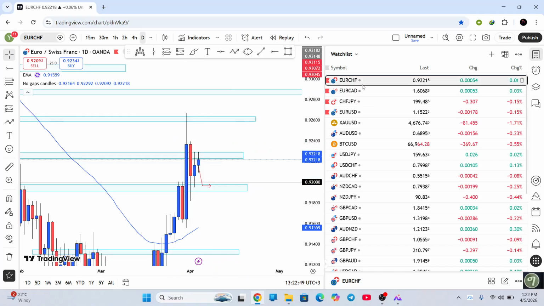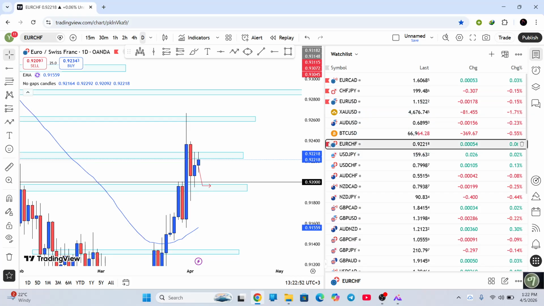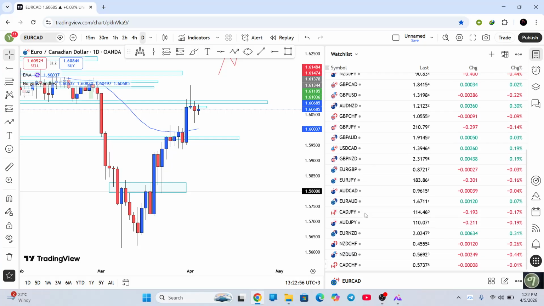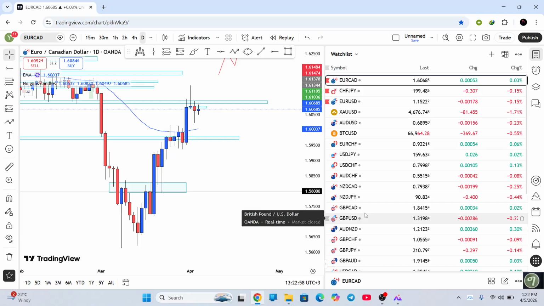So just skip it. Okay, that's the only reason we have a lot of pairs, just to pick the best one. That's the only reason.